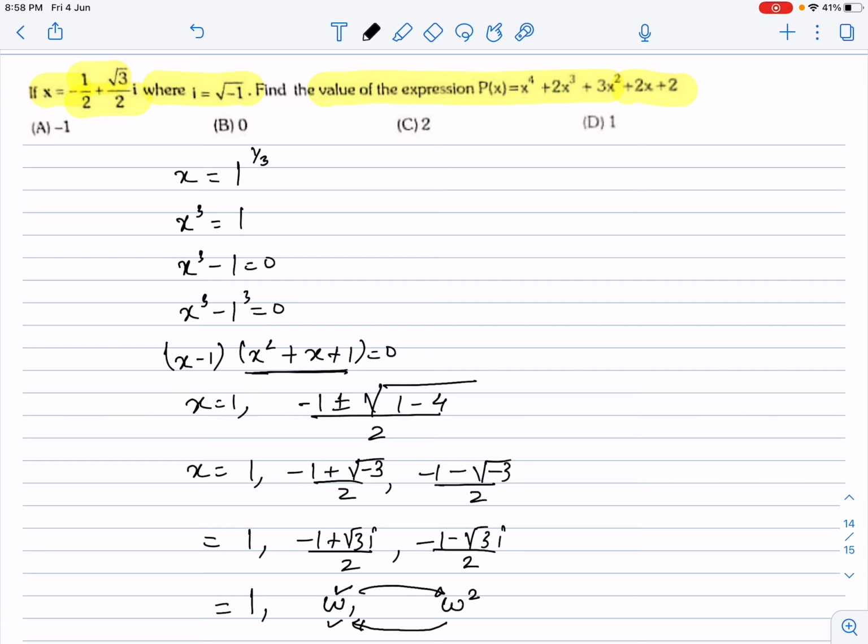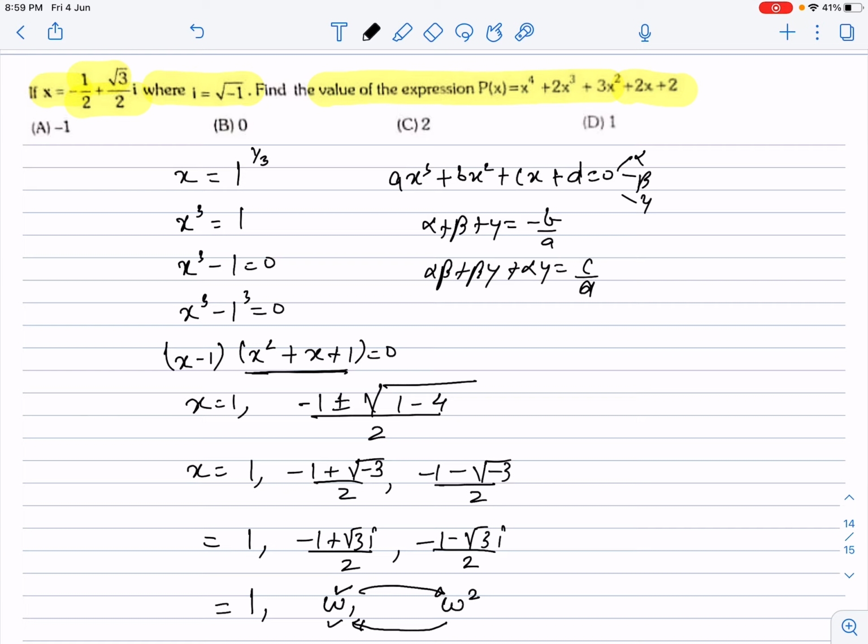Now you might be remembering already that the product of roots is equal to, if we have a cubic polynomial ax cube plus bx square plus cx plus d is equal to 0, and alpha, beta, gamma are the roots of this cubic polynomial, I can write alpha plus beta plus gamma is equal to minus b divided by a, and alpha beta plus beta gamma plus alpha gamma is equal to c divided by a, and alpha beta gamma is equal to minus d by a. So 1 dot omega square, when I do that, will be minus of minus 1 divided by 1. That means omega cube is equal to 1.